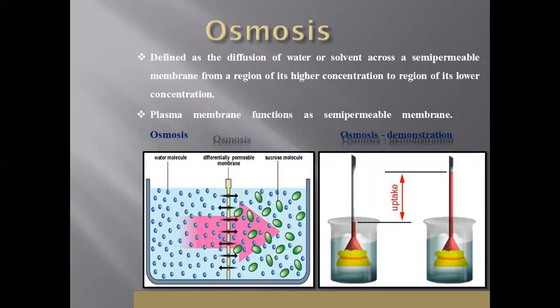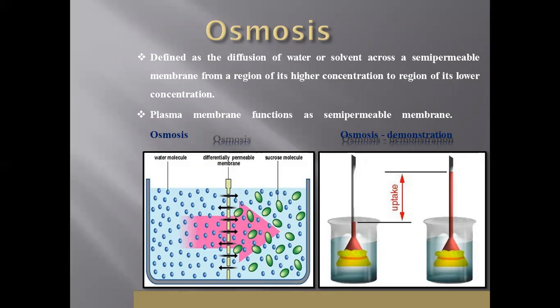Osmosis is defined as the diffusion of water or solvent across a semi-permeable membrane from a region of its higher concentration to the region of its lower concentration. Always remember the difference between osmosis and diffusion. Diffusion is simply the movement of molecules from higher to lower concentration, right?